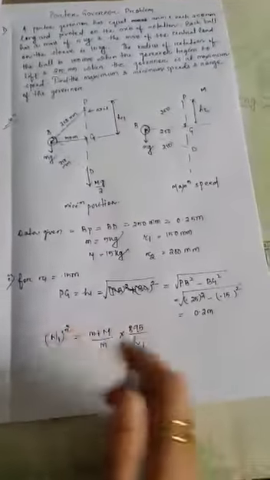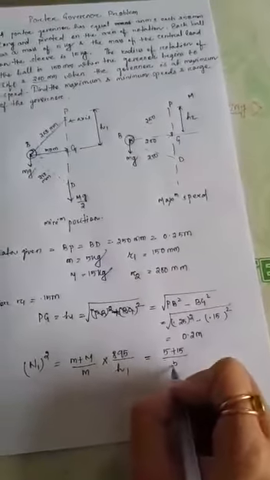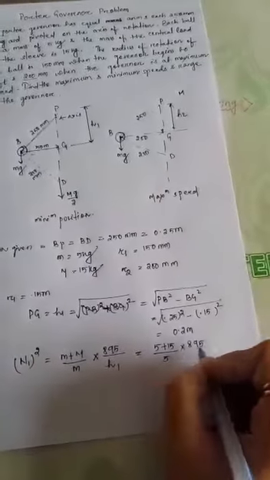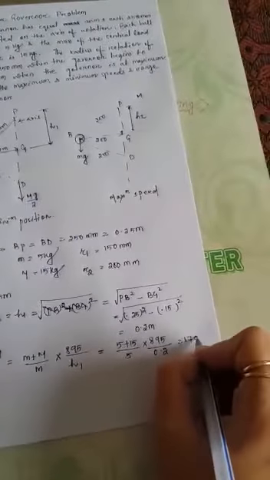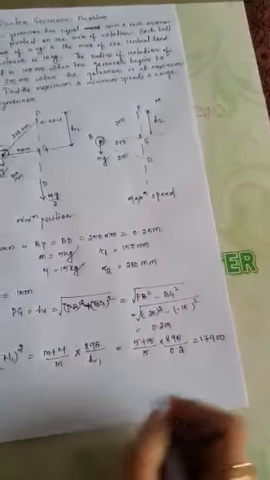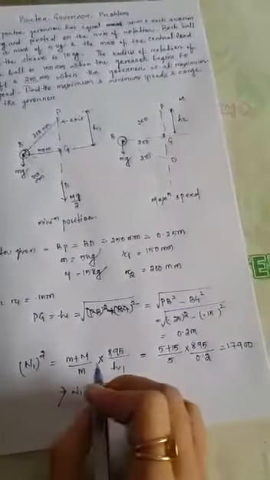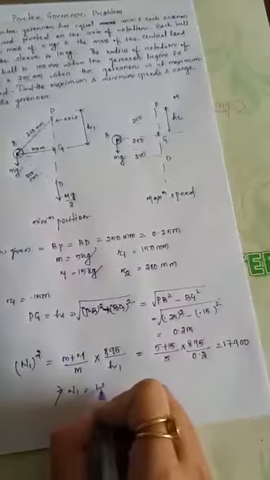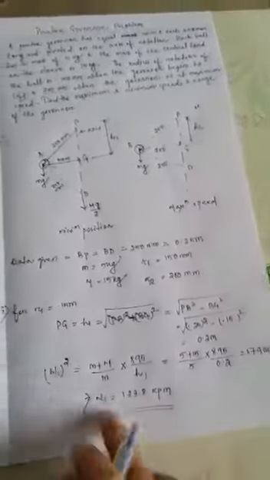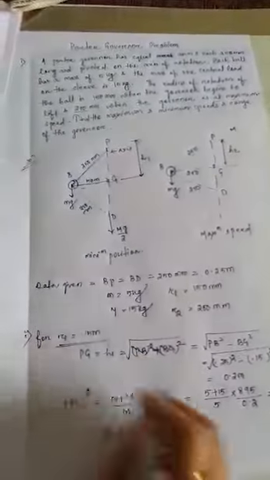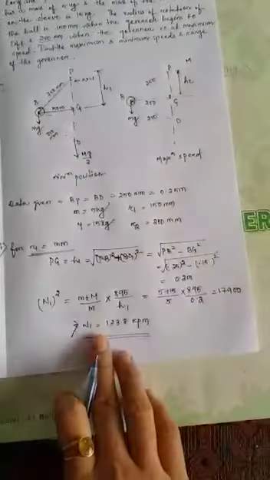So now we will put all the values here. Small m is 5, so 5 plus 15 divided by 5 into 895 divided by 0.2. This will come out to be 17900, which implies N1 equals 133.8 rpm. This is the speed for the radius of 0.15 meter. This is our minimum speed.